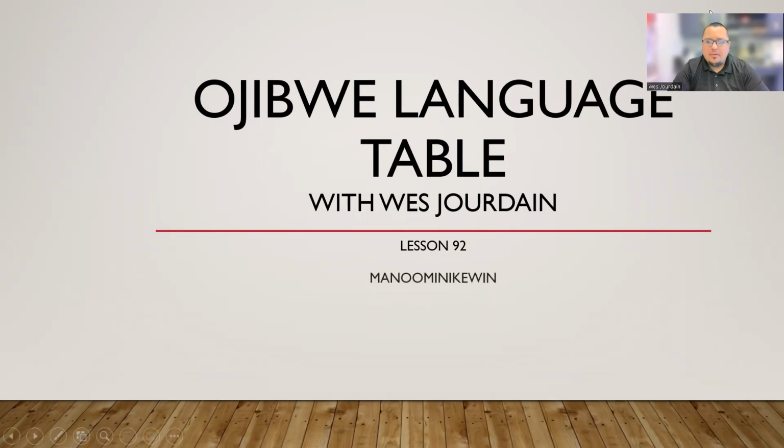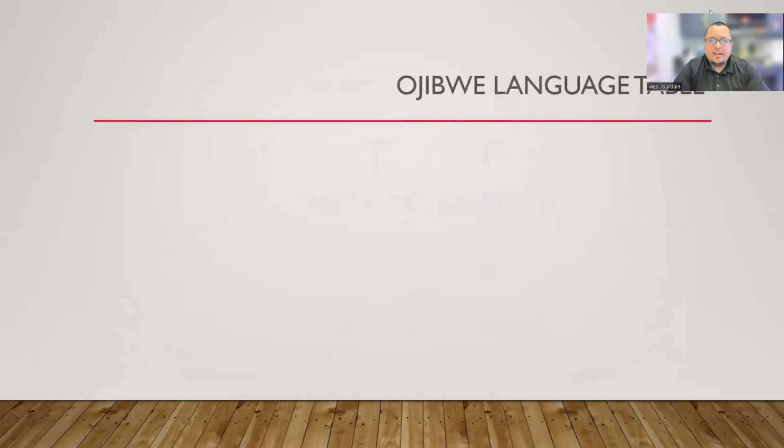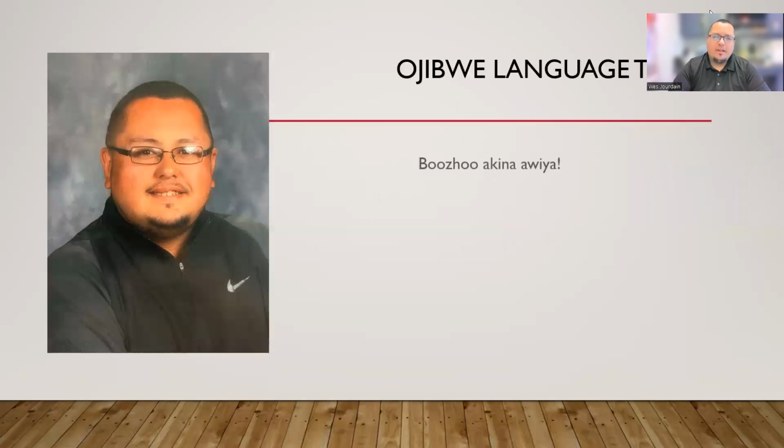Lesson number 92, Manomin-ike, Part 4. Conjugating VAIs in the future tense. In our past episodes, we've used present tense and past tense, and now we're going to go for future tense conjugations. We're using the word manominike. But before we get there, we need to do our self-introduction.